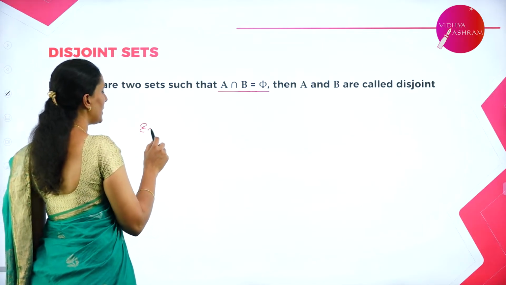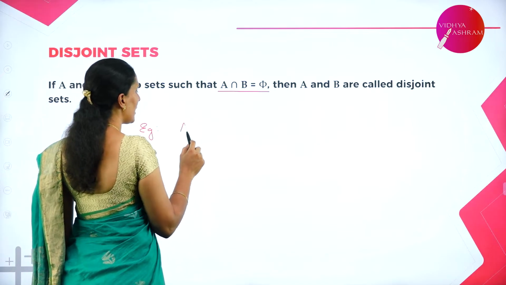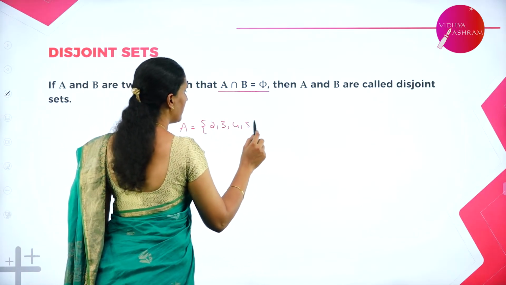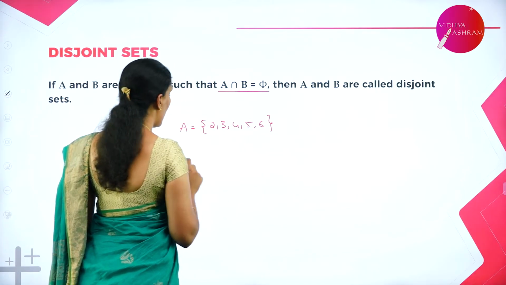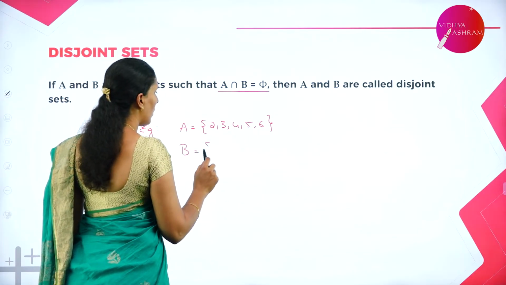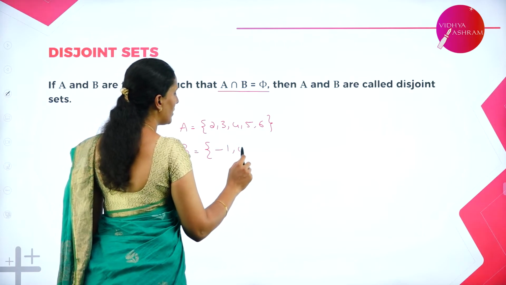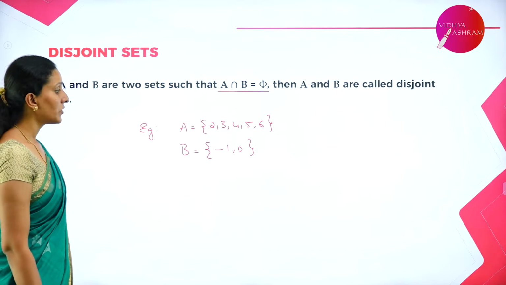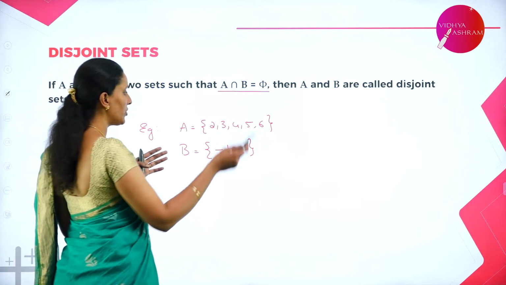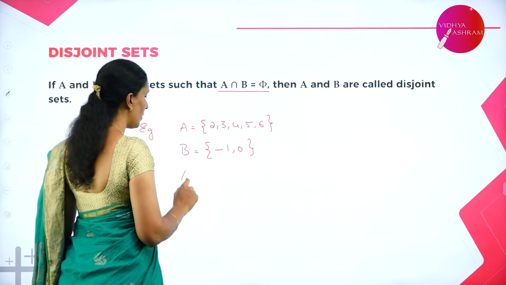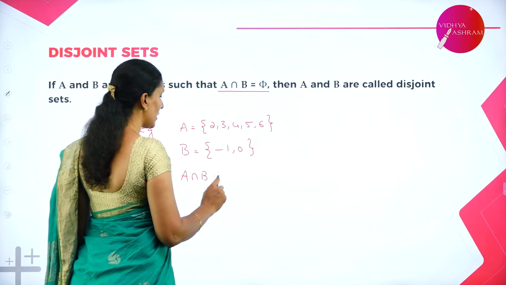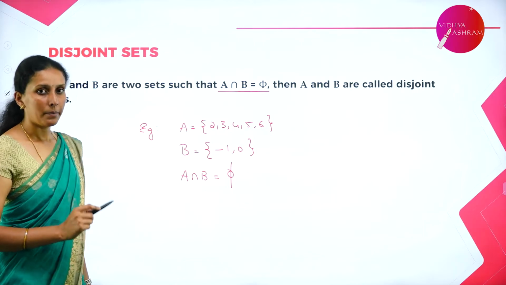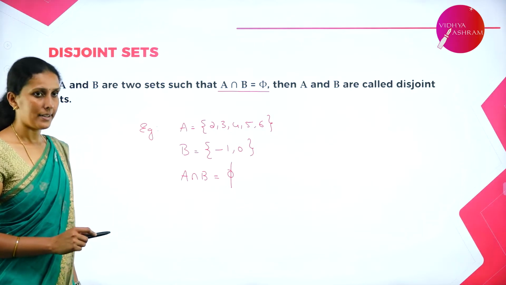So let me take an example. Let me take set A equal to {2, 3, 4, 5, 6} and set B equal to {-1, 0}. Now, do you find any common elements? No, we can't find any common elements which are in A as well as B. So clearly A intersection B is empty here. Therefore, we call A and B disjoint sets.